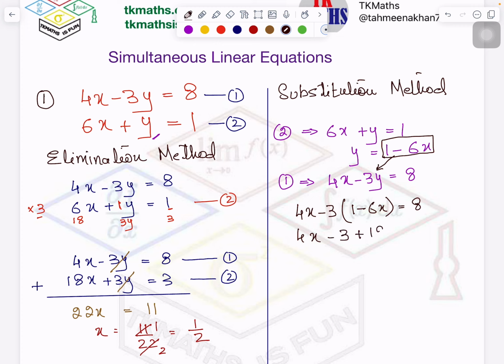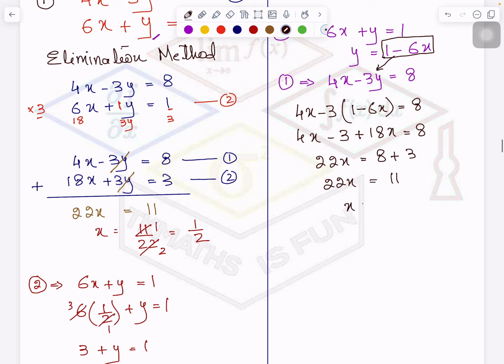Don't make the mistake. Minus times minus is plus. So it will become 4x plus 18x is 22x. When you take this 3 to the other side, the sign will change and it will become 11. Agreed? So now you will divide it. So x equals 11 divided by 22. So x is equal to half.